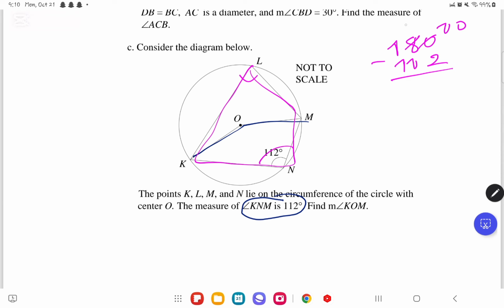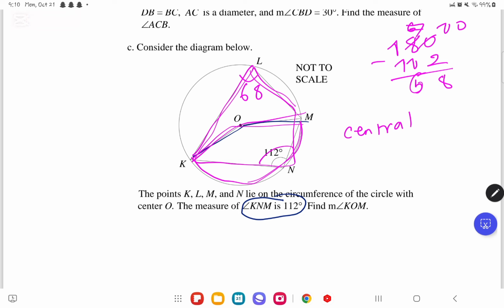This becomes 68. Sorry, I made a calculation mistake again. So we get that this angle over here is 68, but we know that the angle KOM that we're looking for is a central angle, whereas we have an inscribed angle that intercepts the same arc as KOM, and it is 68.